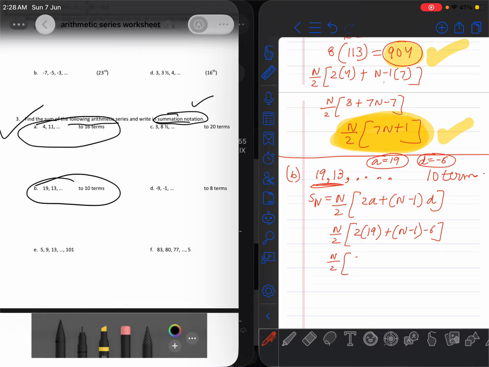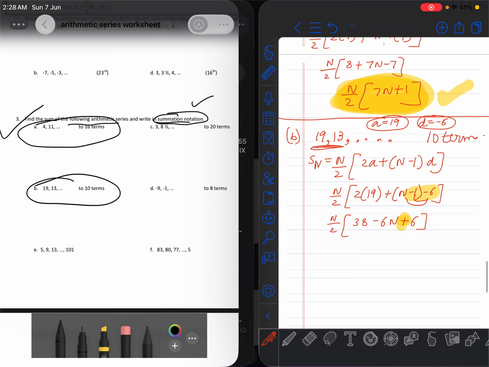So n by 2 into 38 plus minus 6 into n, which is minus 6n, and minus 6 into minus 1. Please don't make the mistake, it is plus 6. Minus 6 into minus 1 is plus 6. So we have n by 2 into 38 plus 6 is 44, minus 6n. So this is the sum formula, the summation notation.